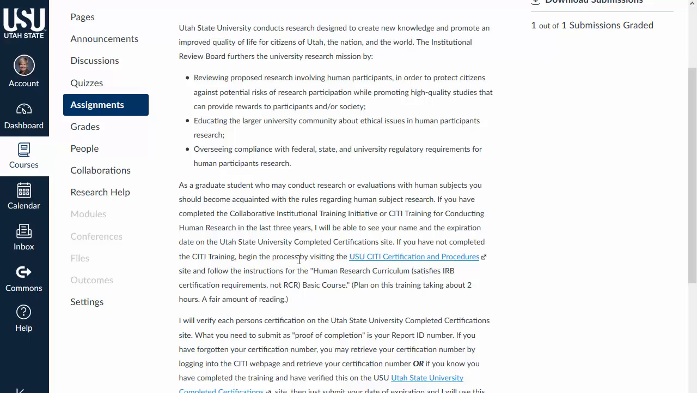This is an important understanding so that you don't make a mistake, find yourself in a courtroom or defending yourself in some other way, or losing your job because of the type of research that you did. So this is an important certification for you to go through.